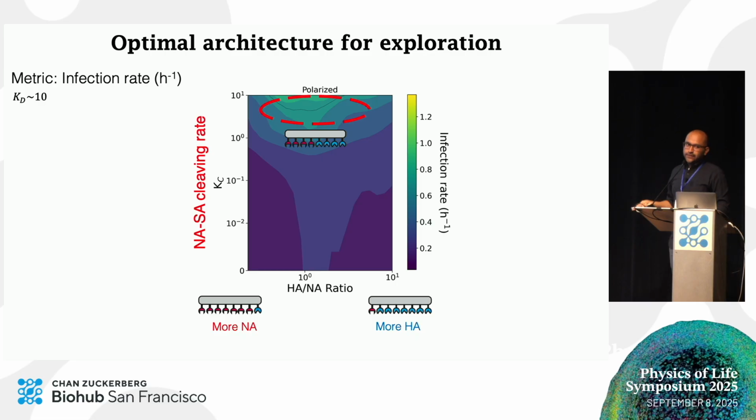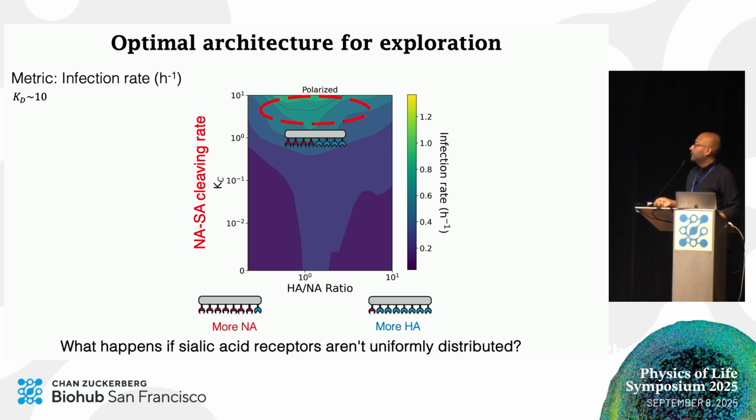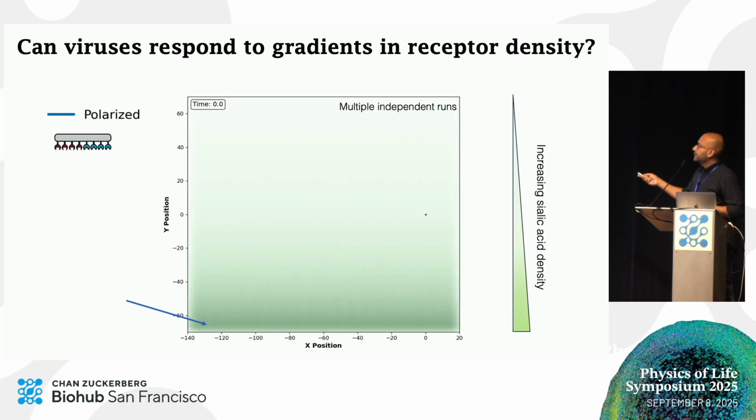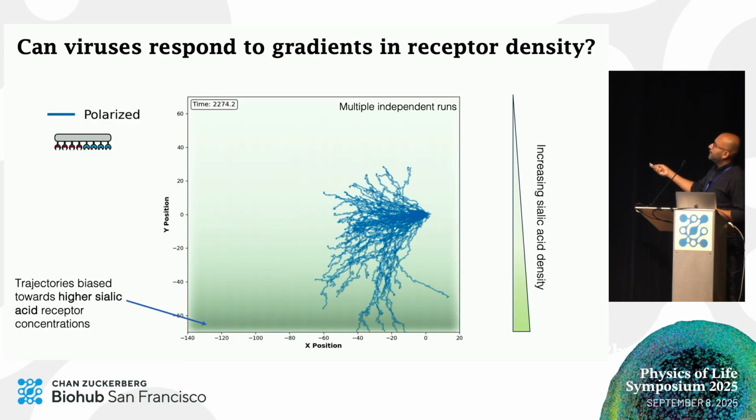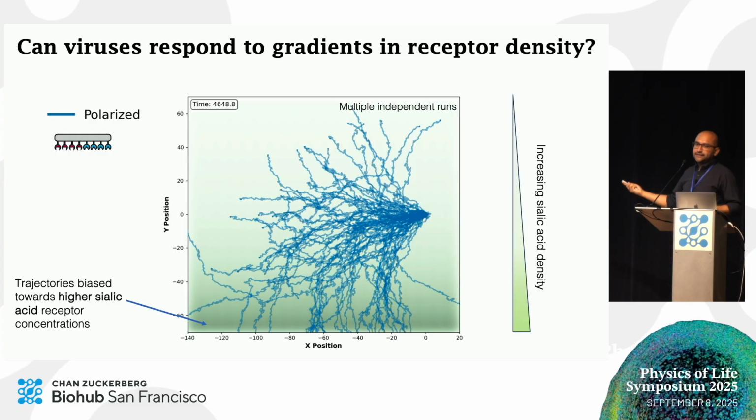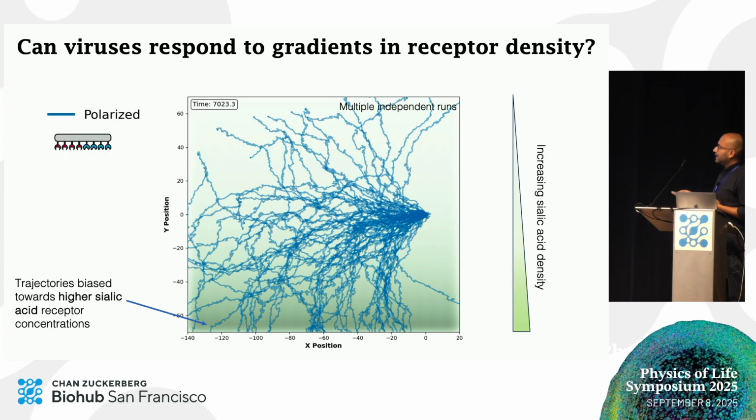But this was assuming a uniform receptor density, so uniform sialic acid receptor density. But what happens if that's not true? What if there's a gradient now? In this case, there's increasing sialic acid density as you go down. What happens if we run the same kind of simulation? You'll see that the trajectories are biased towards higher sialic acid density regions. You might think that's a mechanism by which they can detect where the cell surface is, and they know where to infect.